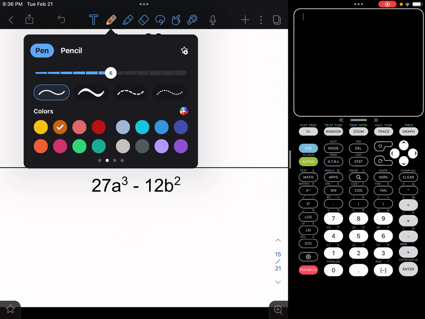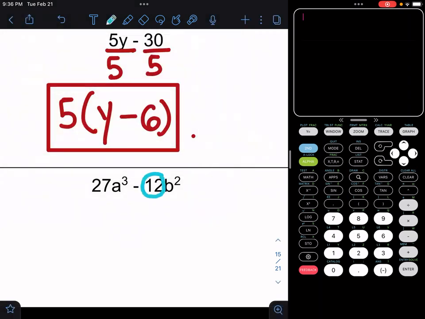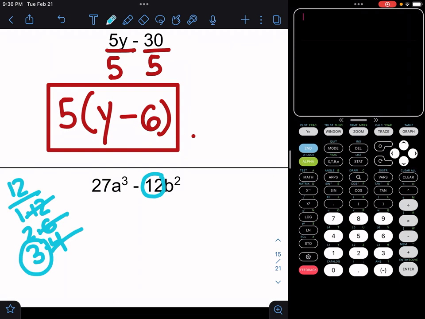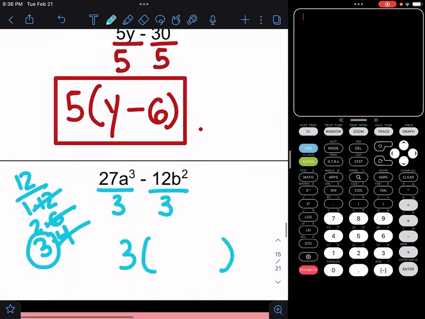Let's look at this one. My smallest number here is 12. Let me write down my factors of 12. 1 and 12, 2 and 6, 3 and 4. Okay, 27 does not divide by 12. 27 does not divide by 6, not by 4, but 3 does work. So my GCF is 3. It's not going to have an A or a B in it because both terms don't have an A or a B in it. 27 divided by 3 is 9. Leave A to the third. Minus 12 divided by 3 is 4. Leave B squared.